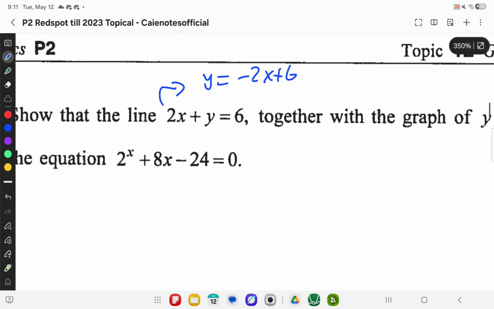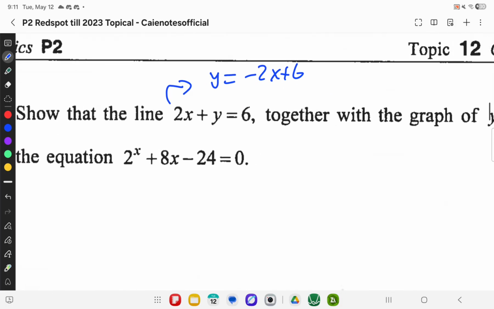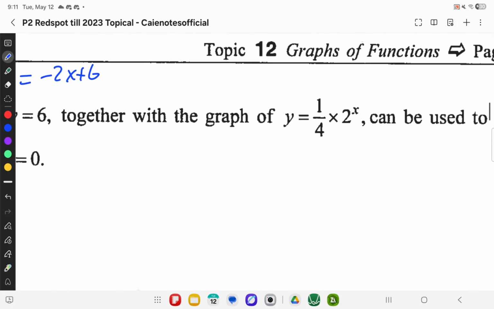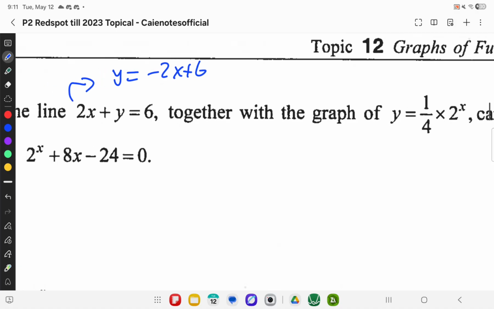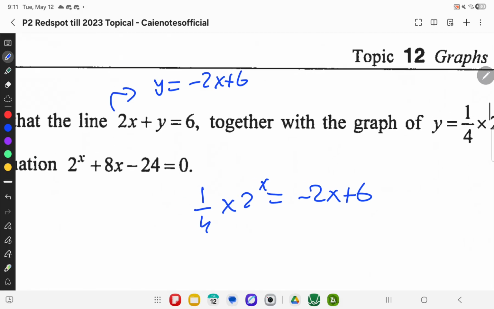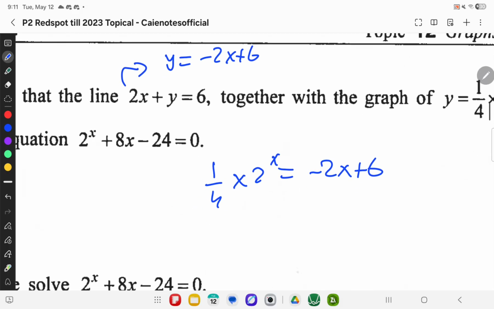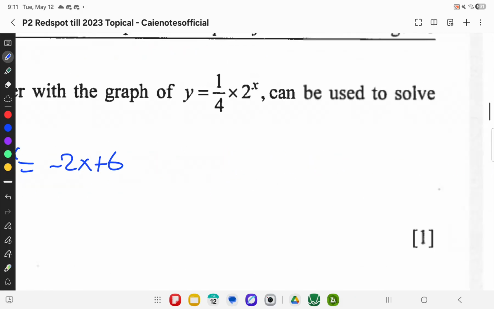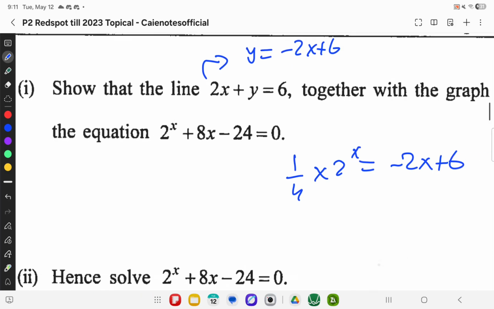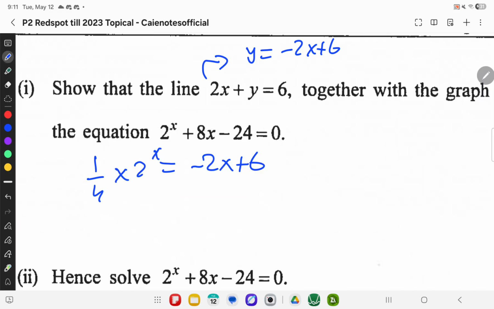Okay, it's like those word problem questions, but instead of x squared it is 2 to the x exponent. So this is 1 over 4 times 2 to the x is equal to negative 2x plus 6. Remember how we did show me questions? Show questions are calculation questions but with the answer spoiled. Yeah, this is the same thing.